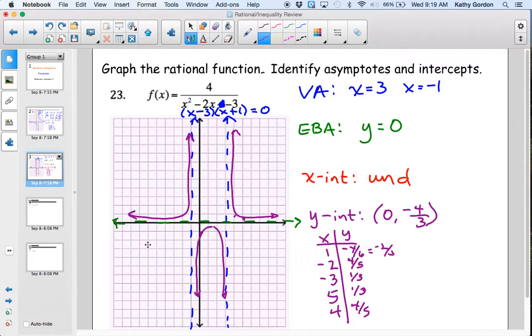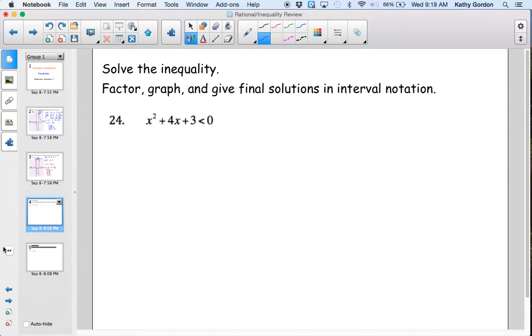All right, here we go. Let's see some inequalities.